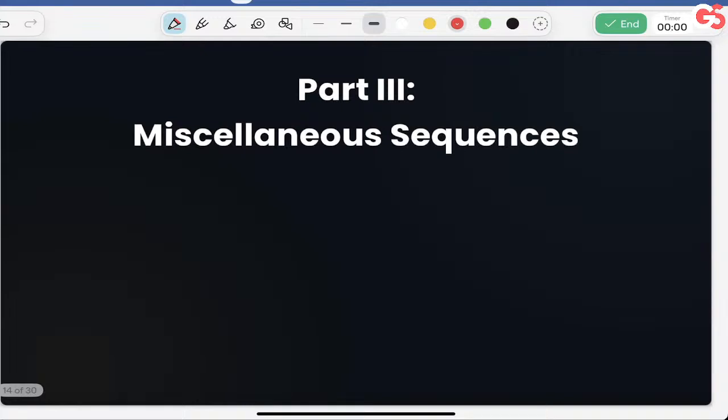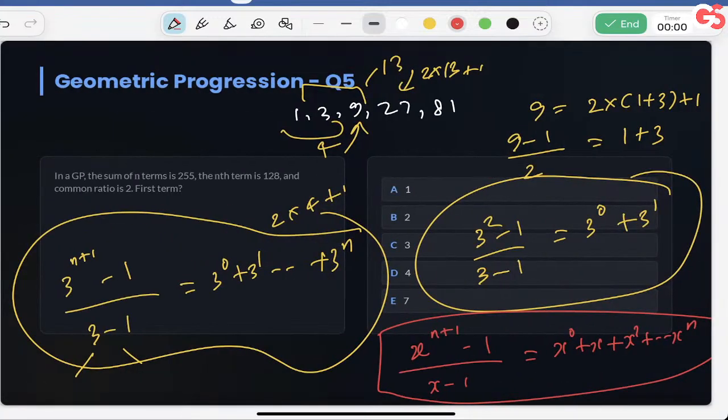Interesting, huh? Now coming to miscellaneous sequence. All of you, tell me, is this understood? I can see people are very slow in writing here. Yes, Yesh.